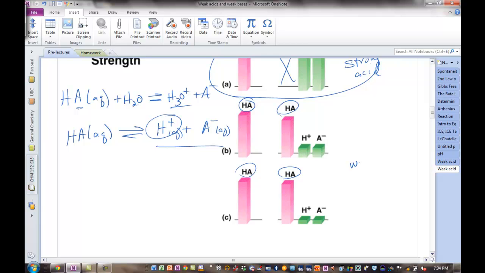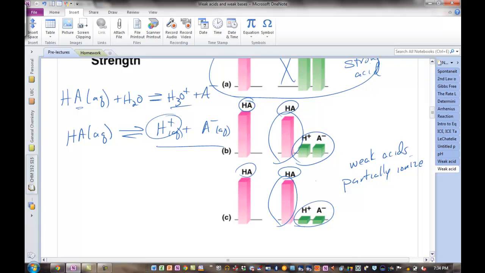Yeah, both of these are weak acids. They only partially ionize. Most of it stays as the acid. We do get some product, some ions. That's what we call partial ionization. We do produce some ions. So what's the difference between B and C? Yeah, it's the strength of the weak acid.